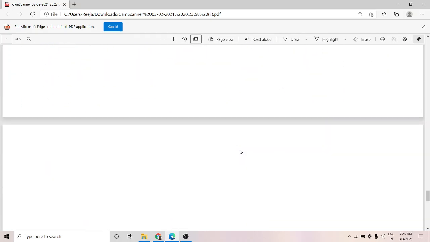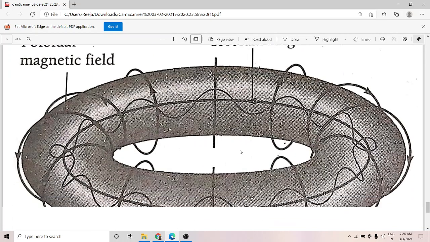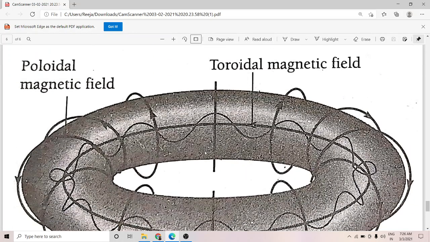In tokamaks, the confinement of plasma is done by using a toroidal magnetic field. This is the toroidal magnetic field. Here the field lines are curved and the ion moving in a helical path around its field lines can drift across this field and it can escape out.